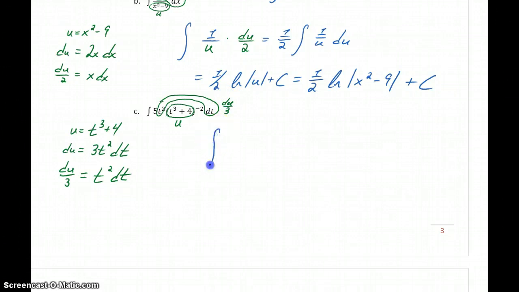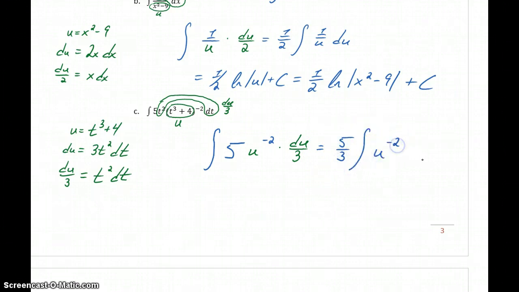meaning our new problem is the integral of 5, since that 5 didn't go anywhere, we didn't make any substitutions for it, 5u to the negative 2, and then in place of t squared dt, we're going to replace that with du over 3. And then again, pulling our constant multiples out front, this is 5/3 times the integral of u to the negative 2 du.